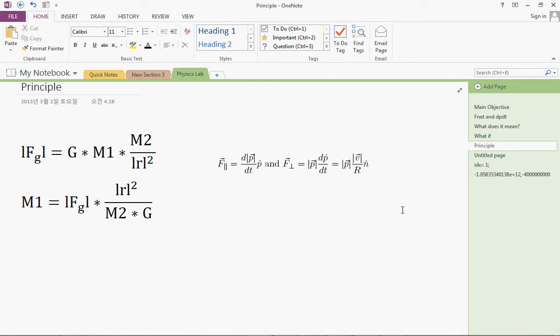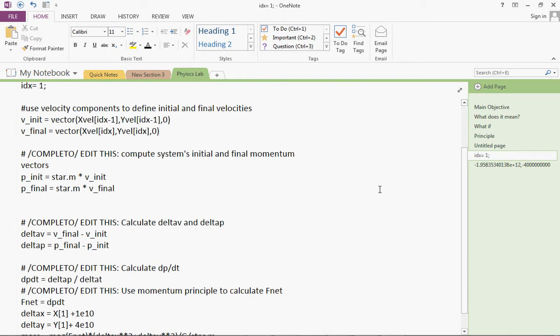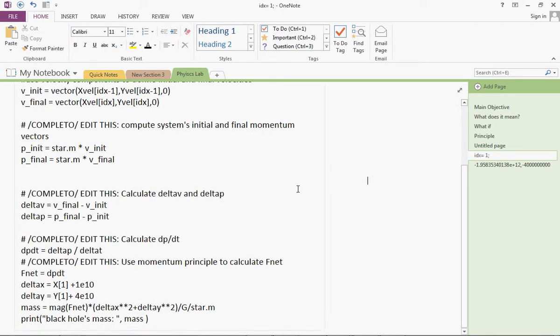We need Newton's gravitational formula, which is F, the gravitational force, equals G times m1 times m2 over r squared. That is the magnitude. m1, the mass of the black hole, is derived from the above equation, and this is just the parallel part, this is just the perpendicular part. Now we implement the data into Python. The main point is actually here.